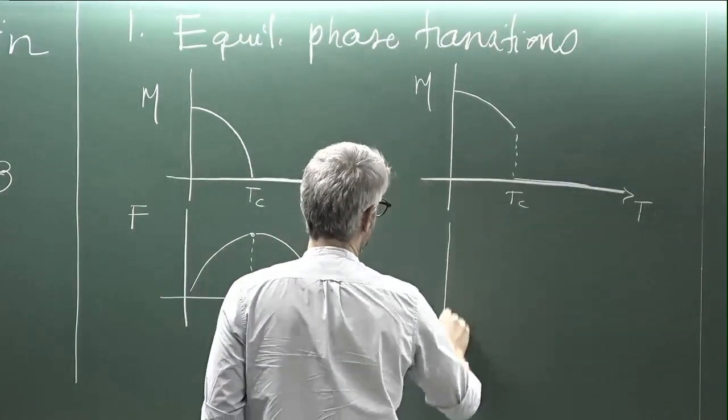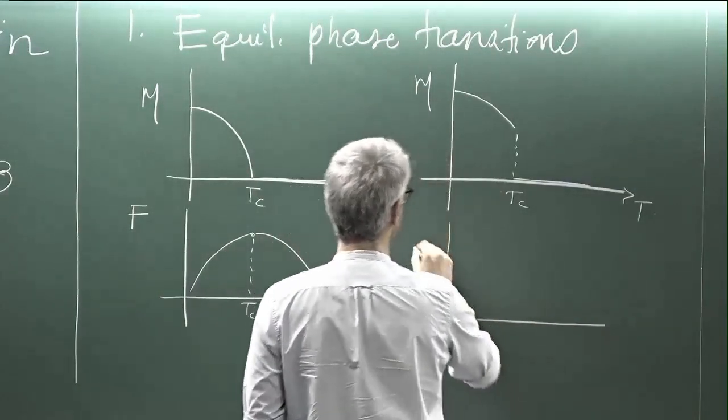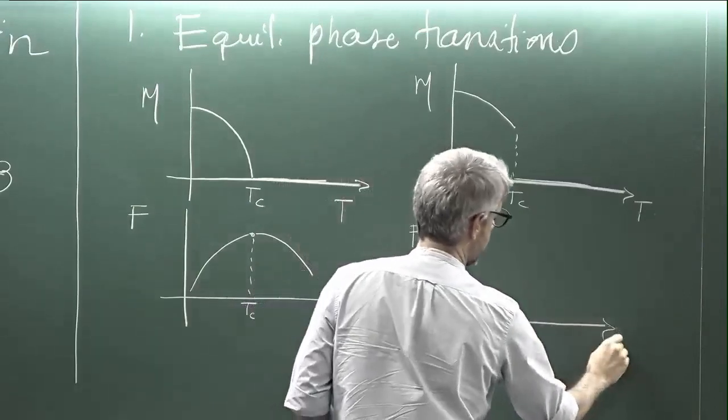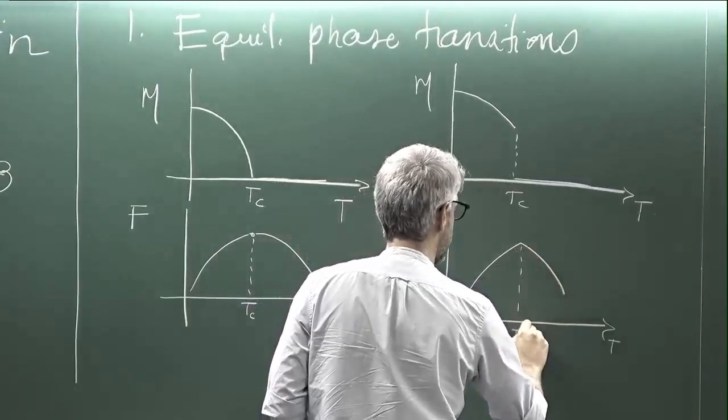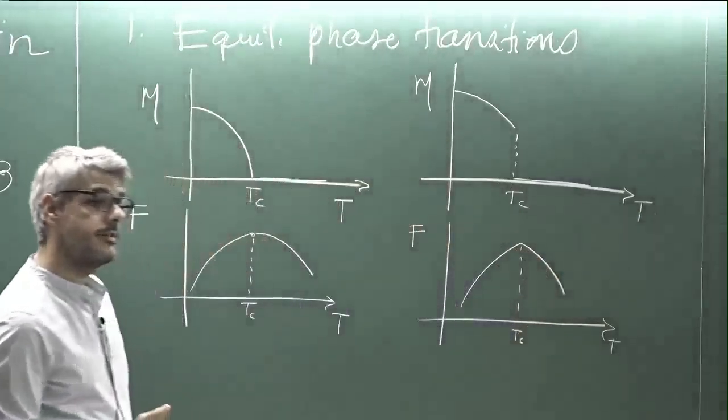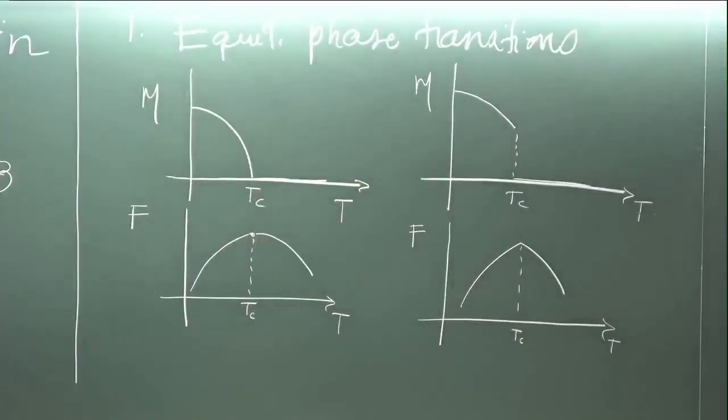If you did the same calculation for a first order phase transition, what you'd see generically is that now you really have some kind of corner at Tc. So if you calculate the first derivative of the free energy, it jumps. So mathematically, this is how you actually characterize phase transitions.